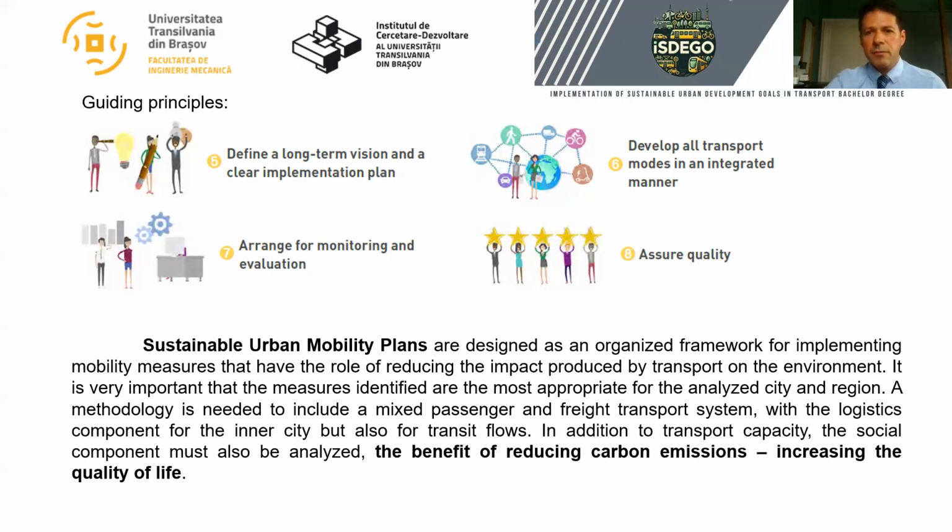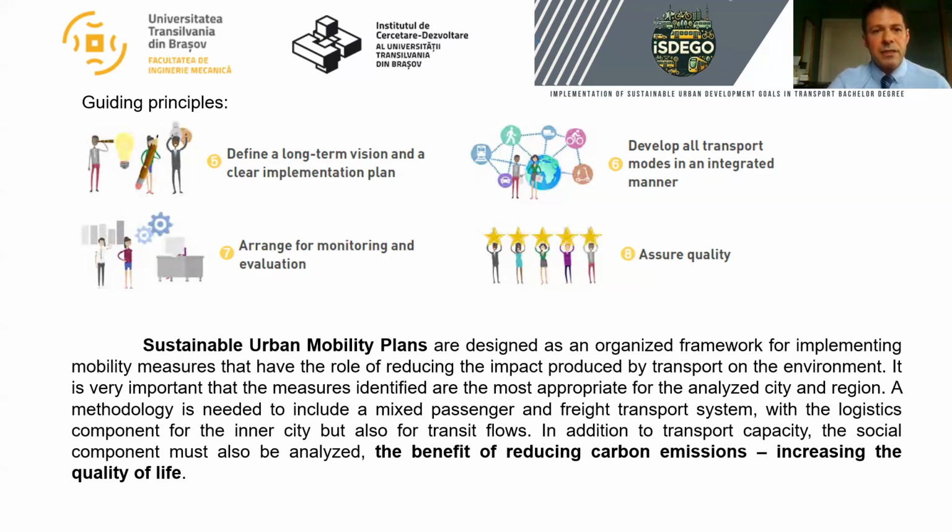Also develop all transport modes in an integrated manner, because every type of user needs a space. The personal vehicle users need space. The public transportation needs a space. The pedestrian needs a space. The freight delivery needs a space. The bicycle needs a space. The sharing needs a space. So we can have roads with 5 or 6 lanes, but shared between them.